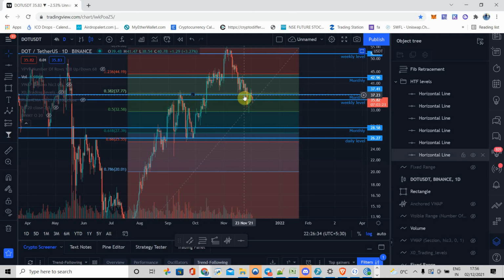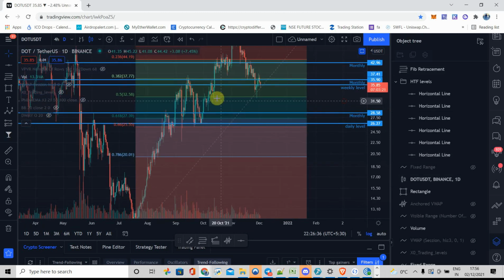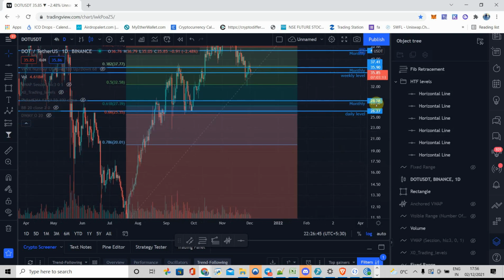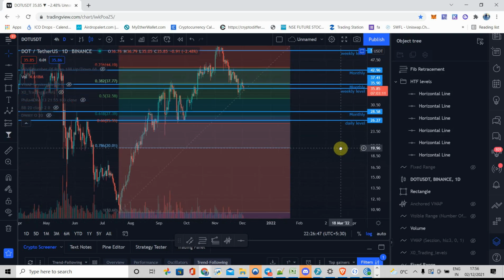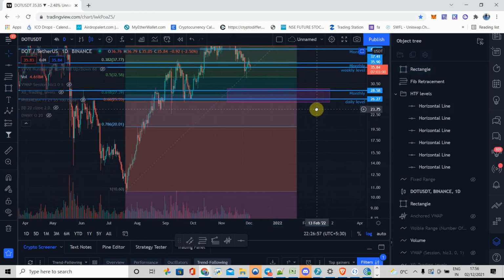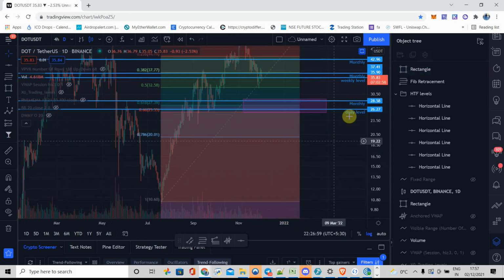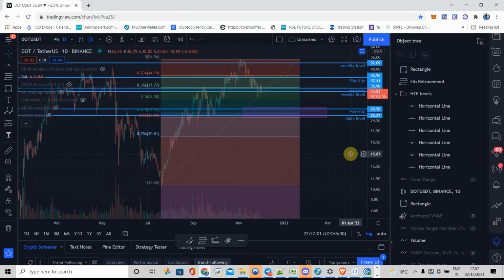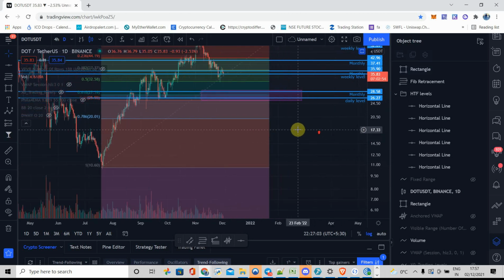So in my opinion this is not a good level to bet on. The other level is 61.8, which is the golden pocket, and which is aligned with the monthly and the daily level. So our area of interest to get into the trend is this one, around $29 till $26. Let's see if we can find any other confluences around this region.